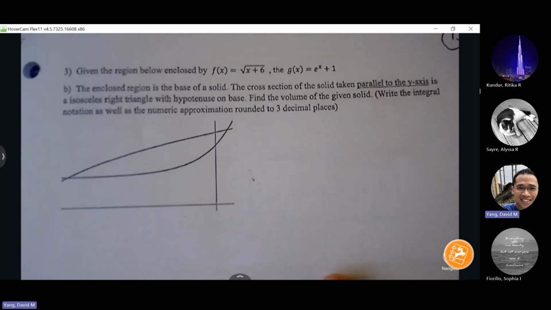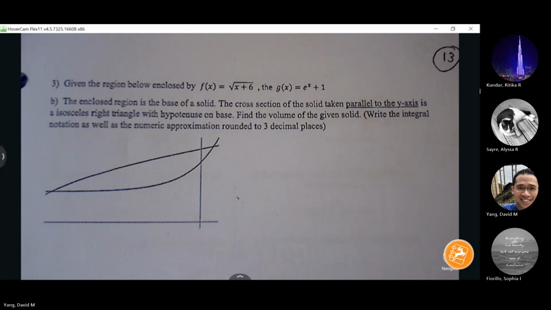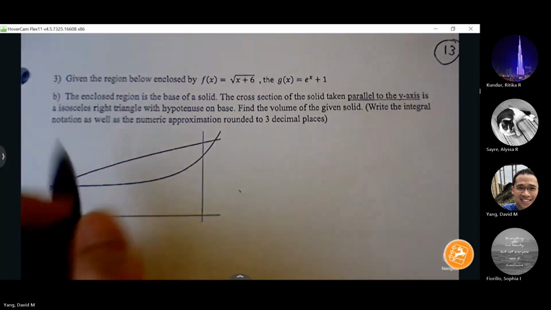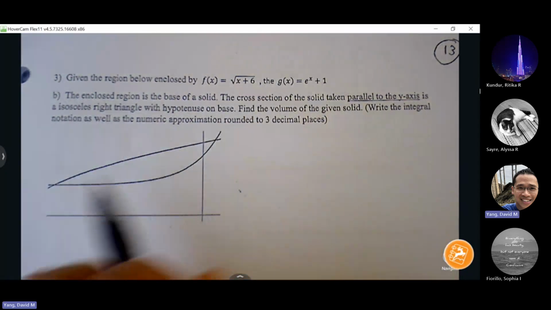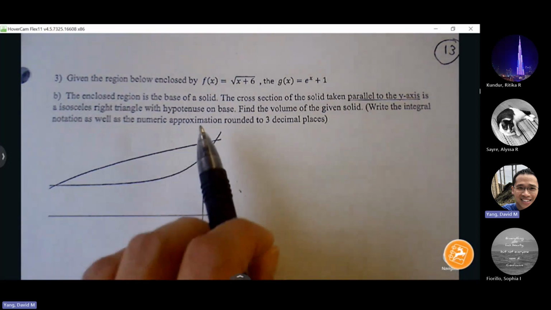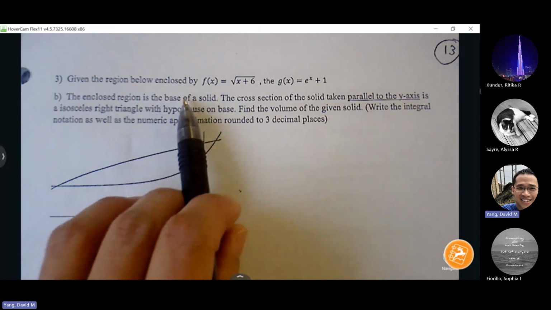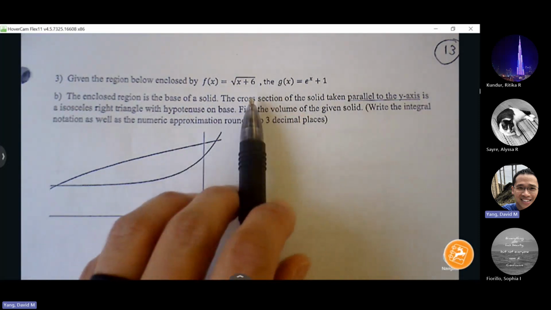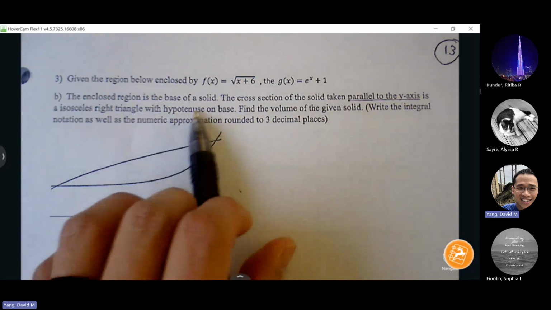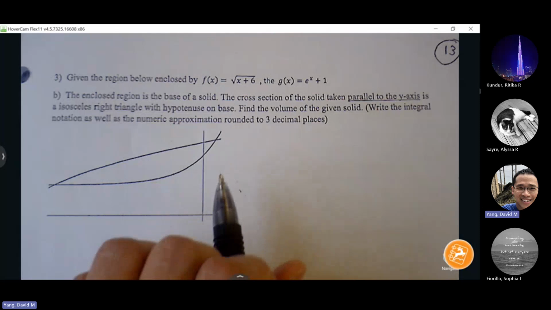Okay, two more to go. Page 13. Okay, so it's the same shaded region as before. You got the square root of x plus 6 on the graph on top. You got the e to the x plus 1. That's the exponential on the one below. The enclosed region is the base of a solid. The cross section, okay, so this is a cross section problem here, taken parallel to the y-axis, is an isosceles right triangle with hypotenuse on the base. Find the volume of the given solid.